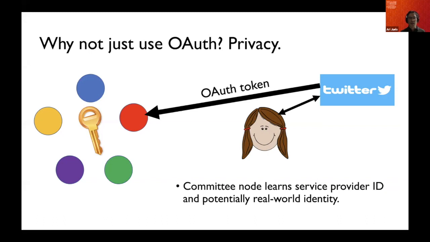The committee nodes here learn the service provider ID, which may or may not be serious, but they also learn the name of the service provider, and they also learn the ID of the user in the target service in many cases. And that can potentially be used to determine the user's real world identity. The privacy leakage is bidirectional also, in the sense that the service provider learns that the user is now recovering a key from Candid, which is also undesirable. DECO addresses both of these privacy concerns.